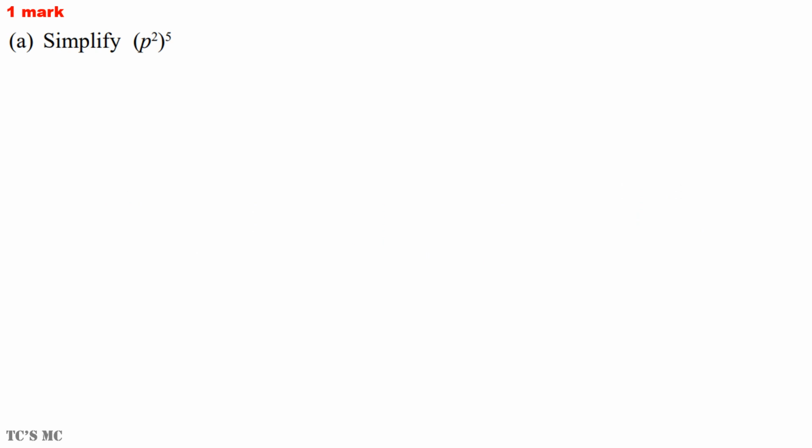Simplify p squared all to the power of 5. When we have brackets like this, we need to multiply the powers. So the answer is p to the power of 10. And for 1 mark, you just need to write p to the power of 10.